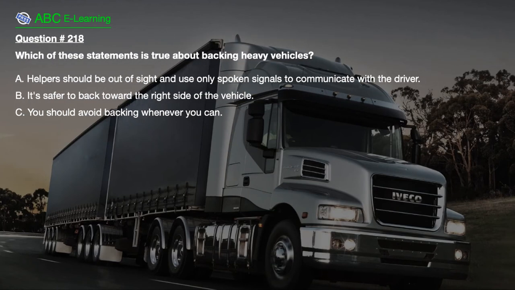Question number 218. Which of these statements is true about backing heavy vehicles? A. Helpers should be out of sight and use only spoken signals to communicate with the driver. B. It's safer to back toward the right side of the vehicle. C. You should avoid backing whenever you can.